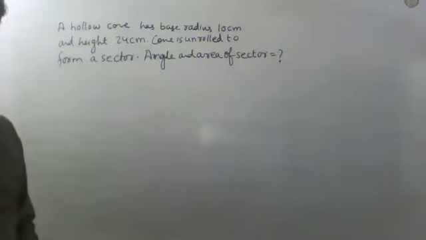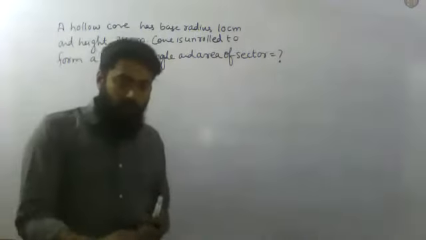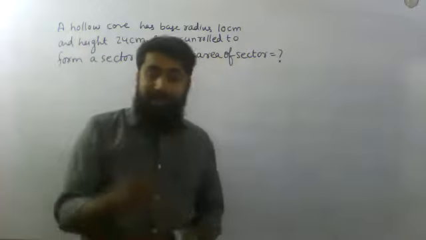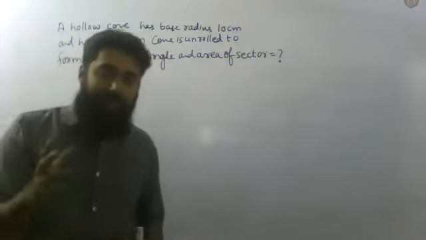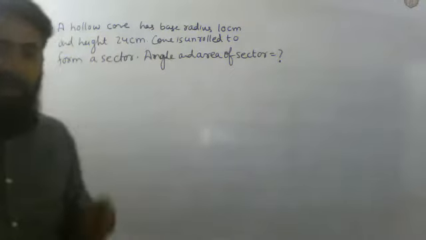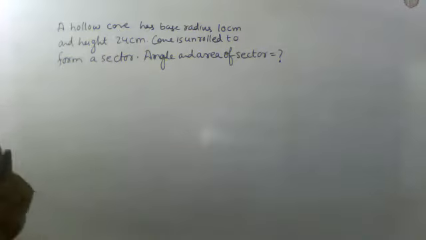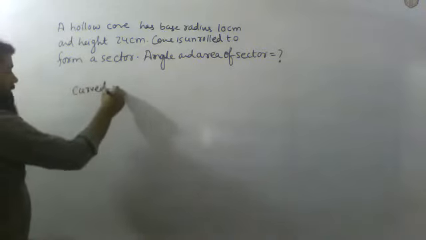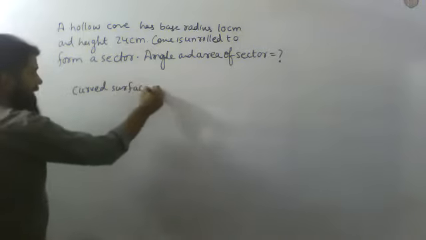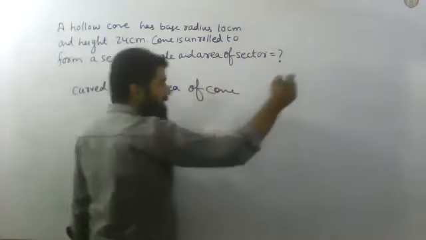First of all, there are few things which you have to remember over here. When we fold a sector to make a cone, or we unroll a cone to make a sector, the sector can be of any type. It can be a semicircle, it can be a quadrant, it can be of any type. So there will be some relations which you have to remember. What are the relations? Some relations are: curved surface area of cone.